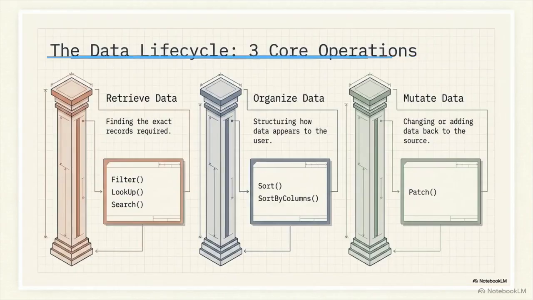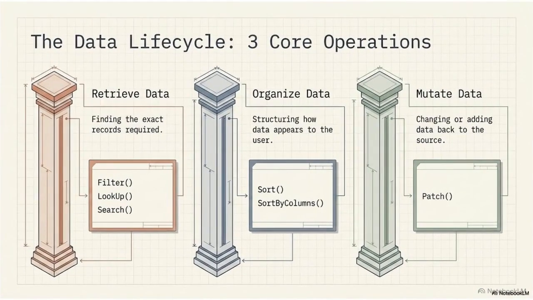Every successful app operates by performing 3 distinct actions. It retrieves data from a source, organizes it for the user, and mutates or changes that data based on user input. We begin with retrieval.